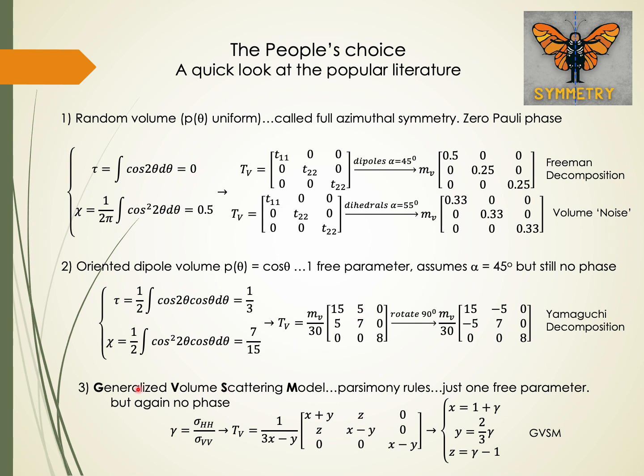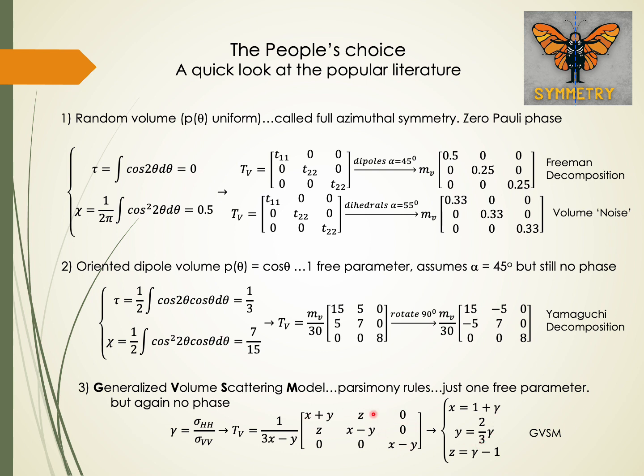Now, a third class, called GVSM, which stands for Generalized Volume Scattering Model, is really a great example of how parsimony rules in radar. It's a kind of continuous version of this Yamaguchi, in fact, but it just allows one free parameter, and that one free parameter here is called gamma. It's the ratio of scattering of HH and VV, so the horizontal over vertical ratio. From that one parameter, you can fill a matrix, which is a positive semi-definite matrix. It's a fully valid matrix, and the X, Y, and Z components for that matrix can be just referred to one parameter, gamma, here.